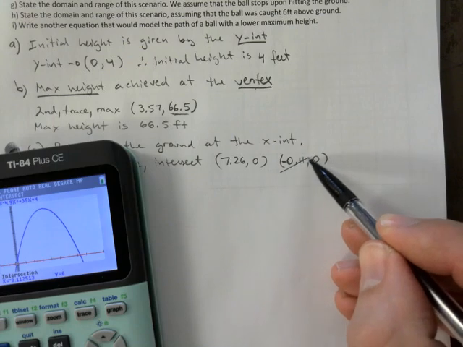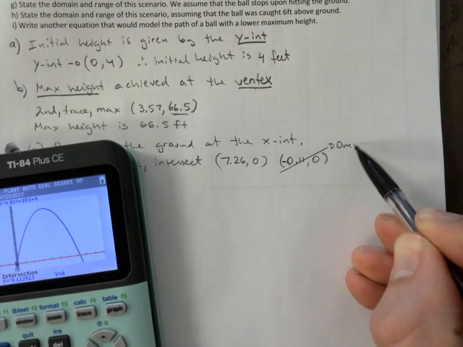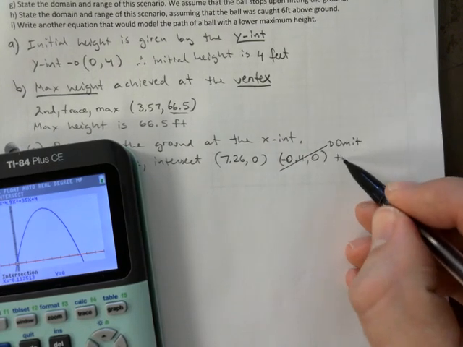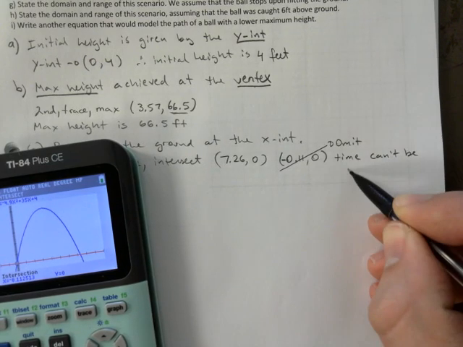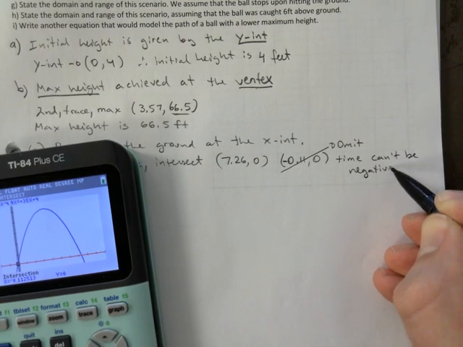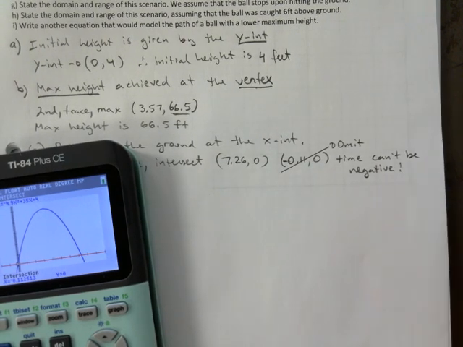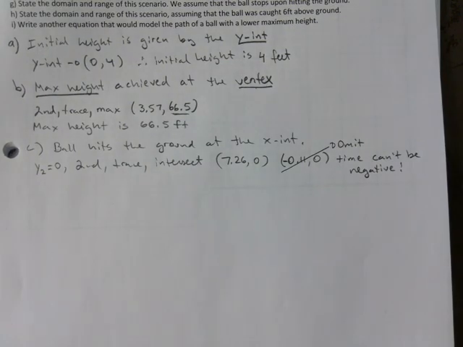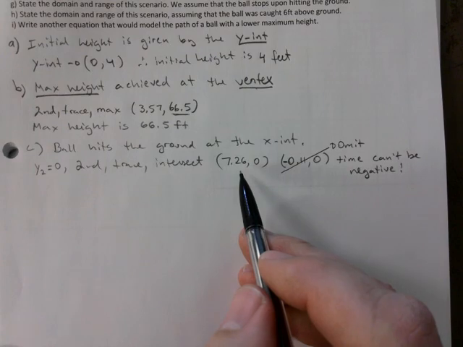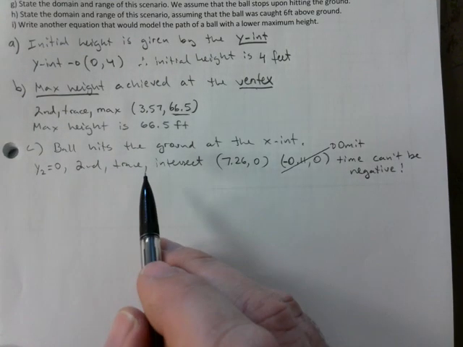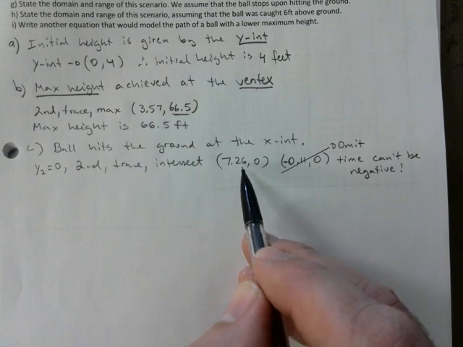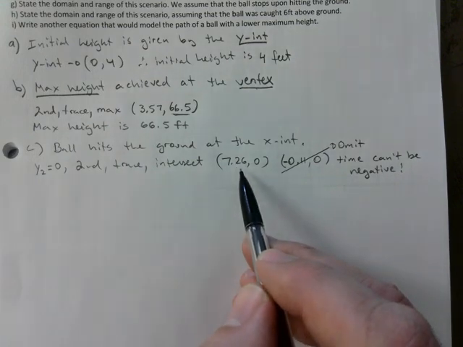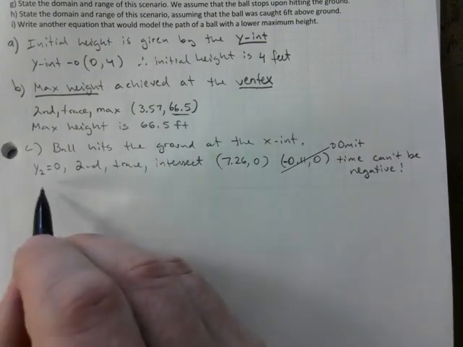And that's also 0, right? We will say this, right? Omit. Okay? Time can't be negative, right? So we don't care about that negative x-intercept. Okay. So we know that from time 0 till 7.26, right? It tells us that 7.26 seconds went by.